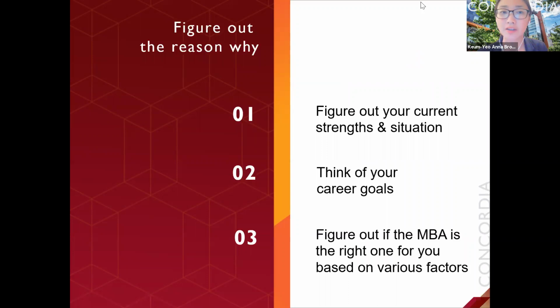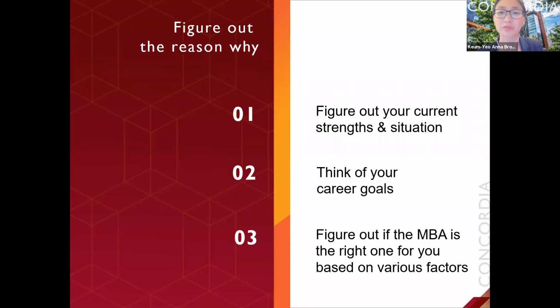So first, you want to make sure that you figure out the reason why you're doing an MBA. This may seem like a very obvious piece of advice, but sometimes you might not be sure why you're doing it. Maybe you like just the designation. Maybe this is something you think will open up doors for your career. Now, you don't have to have a specific goal per se, but it's good to have an idea more or less of where you're headed so that you can plan and strategize the next 2 years.